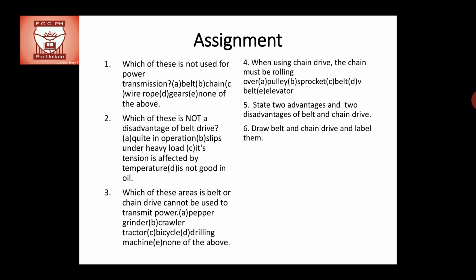Now, assignment. In the assignment you have here, you have 4 objective questions and 2 essay questions. Number 1, which of these is not used for power transmission? 2, which of these is not a disadvantage of belt drive? 3, in which of these areas can belt or chain drive not be used to transmit power? 4, when using chain drive, the chain must be rolling over dash.